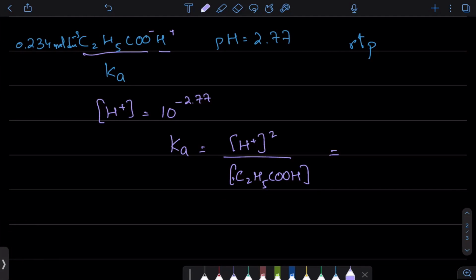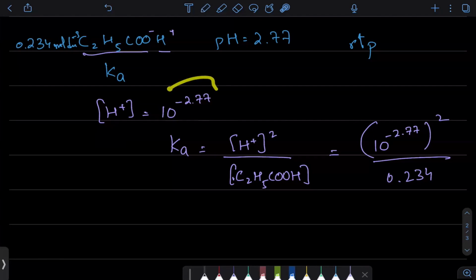And now I can simply plug that in. I get 10 power minus 2.77 squared divided by 0.234, feed it into a calculator, and you get your final answer. Even in the exam, you don't have to convert this to a decimal value and then use that here. As long as the examiner can see that the student knows the concept, they will give you marks directly for the answer. I always prefer to do this. I keep the numbers the way they are until I have to give a final answer. This saves me a lot of time going back and forth using the calculator.